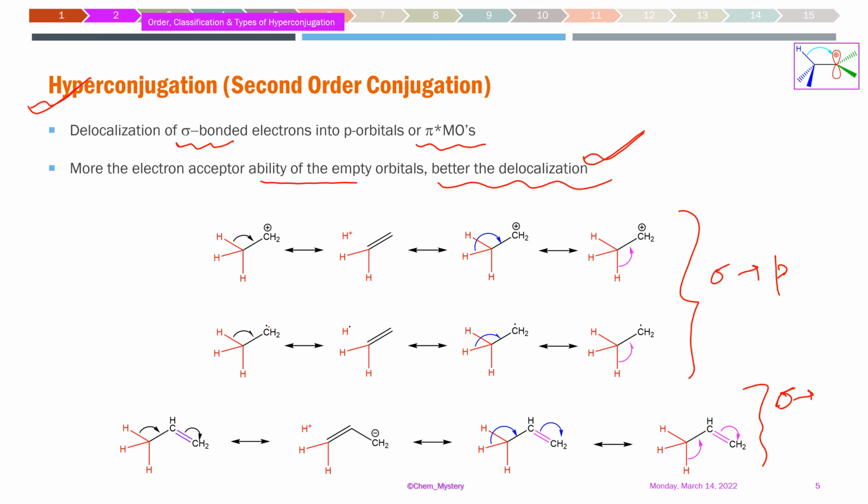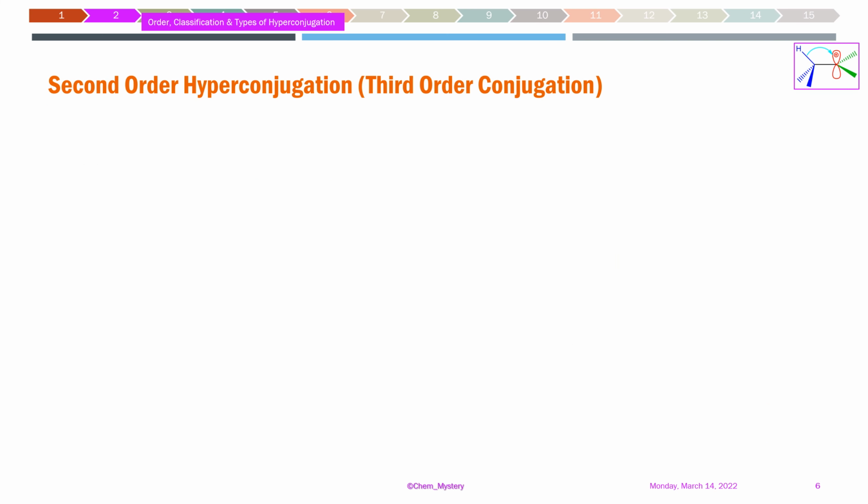This is the example. These are the cases we will be considering as second order conjugation. Now, when we talk about the second order hyperconjugation, this is going to be the delocalization into the sigma star molecular orbital. This is going to be the acceptor molecular orbital, the empty sigma star molecular orbital, the receiving orbital, the electron acceptor. We consider this the second order hyperconjugation.